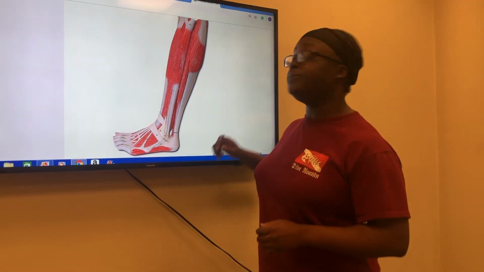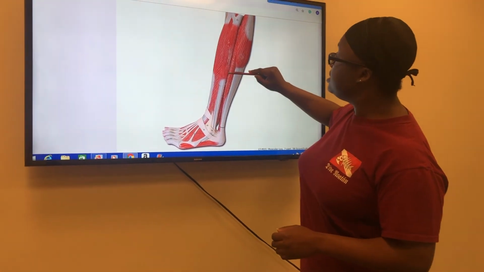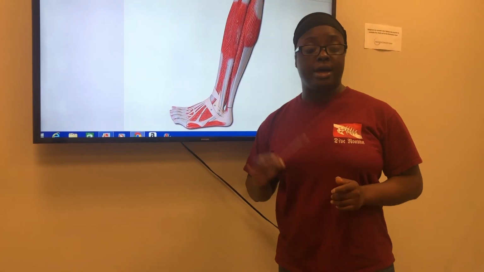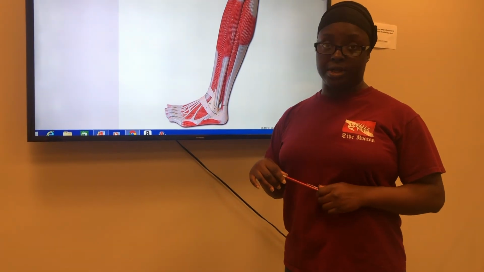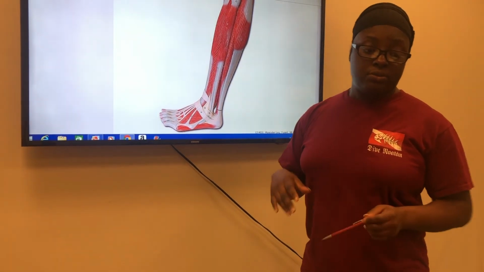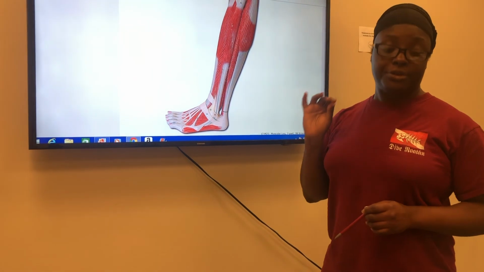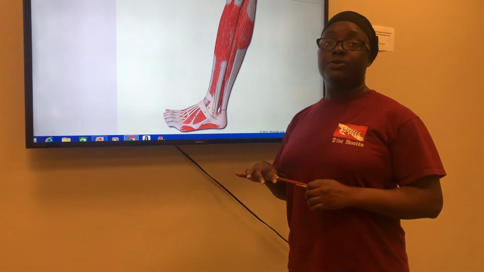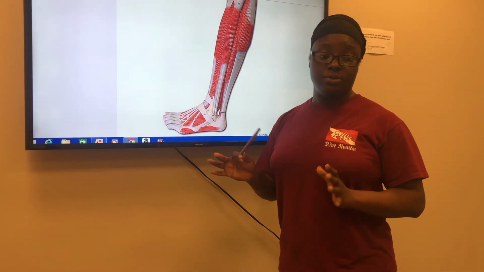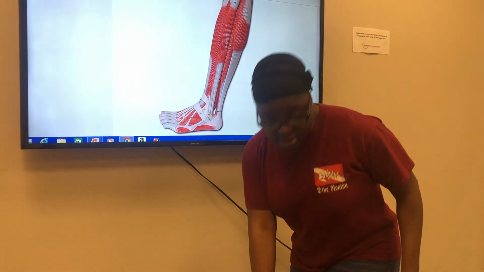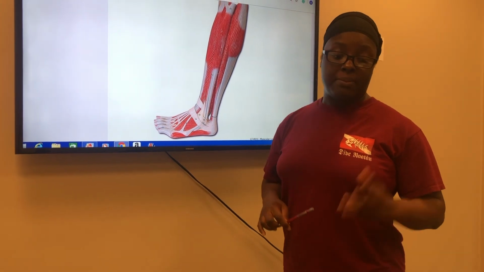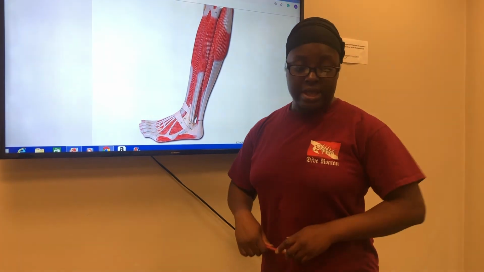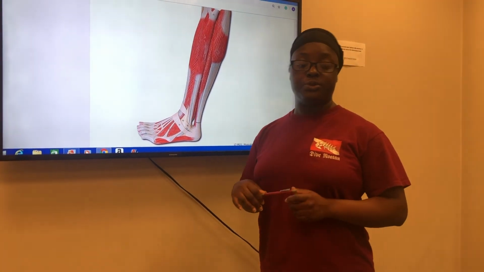The next muscle is the fibularis longus. It's this muscle. The origin is the head and upper portion of the lateral fibula. The insertion is the long tendon underfoot into the first metatarsal and the medial cuneiform. The action, it plantar flexes and everts the foot and may help keep the foot flat on the ground. And then the nerve is the superficial fibular nerve.